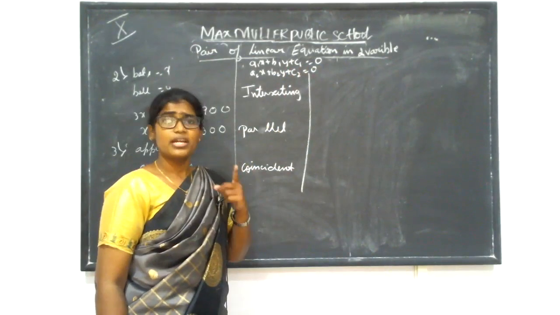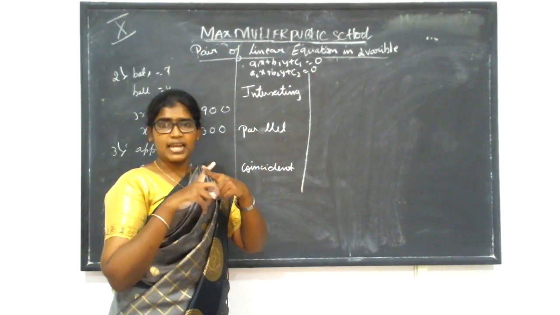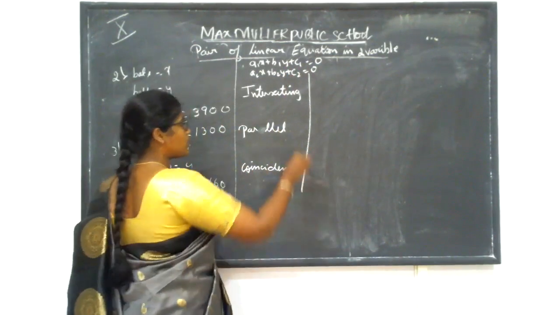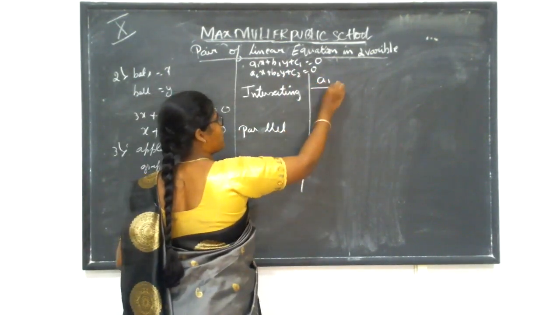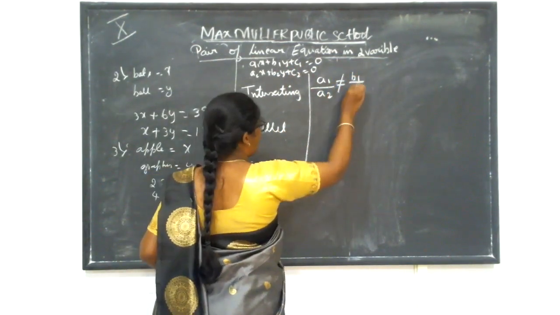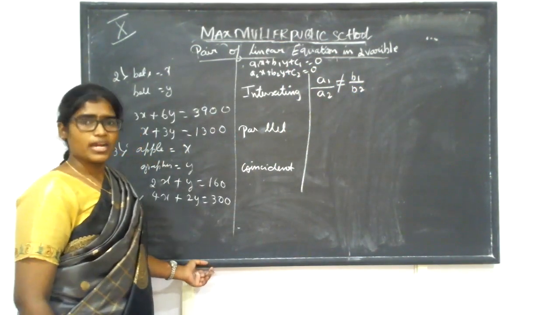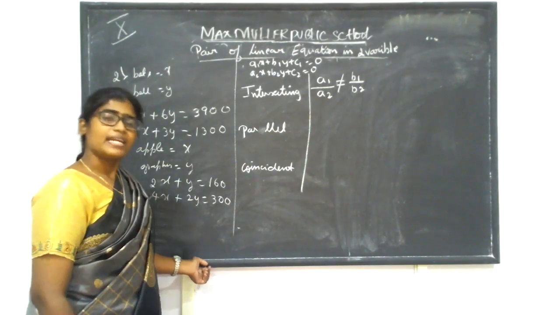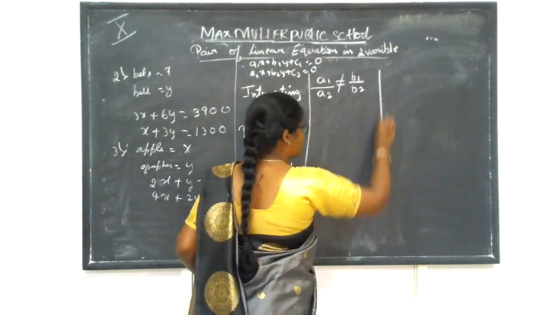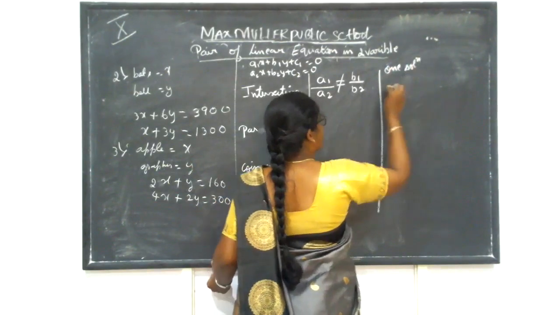Now, intersecting. What did I say when we were doing the first exercise? Intersecting in the sense the lines are going to intersect each other, correct? In one single point. So here also you have only one single point at which they intersect. That is A1 by A2 is not equal to B1 by B2. Clear? If A1 by A2 is not equal to B1 by B2, then the lines are intersecting each other at one particular point. So how many solutions you have? Only one solution. If it is one solution, then it is unique.